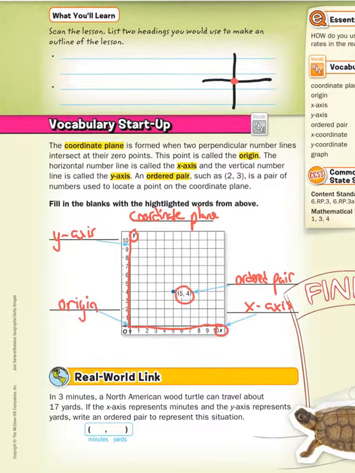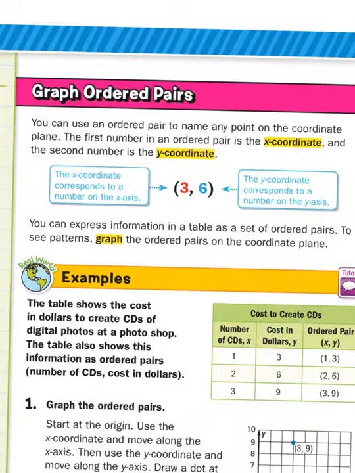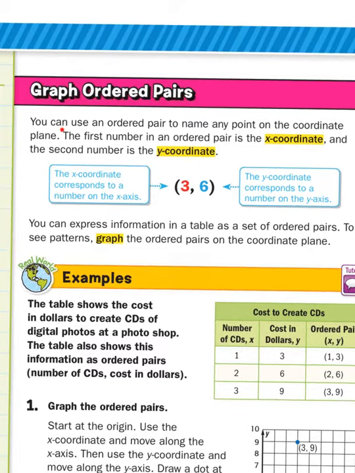Now, let's go on to the next page. So, graphing an ordered pair. We're going to start with this. This is kind of a review from what you've been doing for years. There's a little more vocabulary at the top here. It says, you can use an ordered pair to name any point on a coordinate plane. The first number in the ordered pair is the x-coordinate, and the second number is the y-coordinate. So, this is the x-coordinate, this is the y-coordinate. And sometimes it's a good idea to write this like this, x, comma, y.